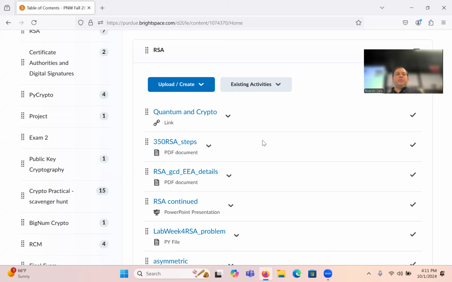And then there's another thing called FactorDB that can also help us. It's like a database, basically, of how to factorize numbers, okay? So that's basically the idea.